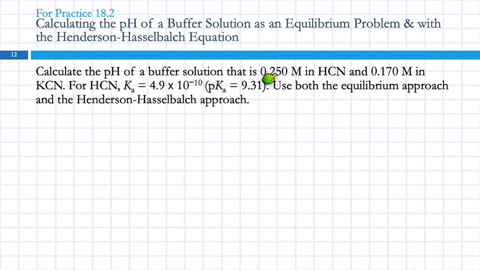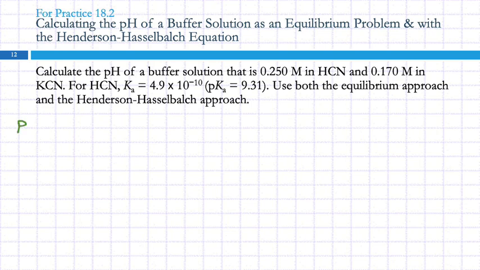So we've got 0.25 molar HCN, 0.17 molar KCN, and for that acid, the acid ionization constant is 4.9 times 10 to the minus 10. You see this is nice and small. pKa is 9.31. Use both approaches to find the pH. How about let's use the Henderson-Hasselbalch equation first? Because we just learned how to do it. It's shiny and new, and it's fast.